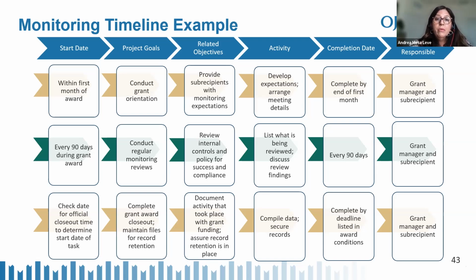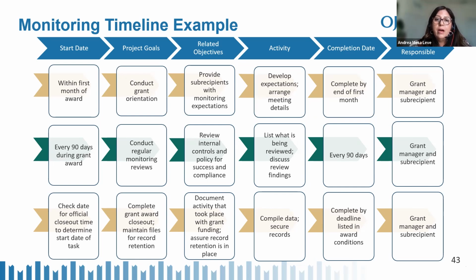Now, in the third row, the goal is to complete your grant closeout reporting. So you have your start date, determine when to start that closeout report. And then the goal was to complete the closeout report. Now in your objectives box, you want to document all the activity that took place. And then you also want to assure record retention is in place.